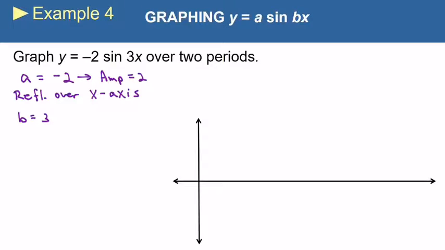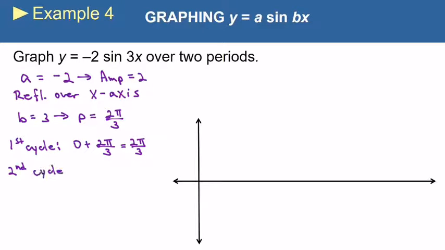B is 3, and that means period is going to be 2 pi over b, or 2 pi over 3. Okay, now we're ready to calculate the end of the first cycle. If we start at 0 and we go out 2 pi over 3, then we'll be at 2 pi over 3. If we start the second cycle at 2 pi over 3 and we go another 2 pi over 3, then we'll be at 4 pi over 3.